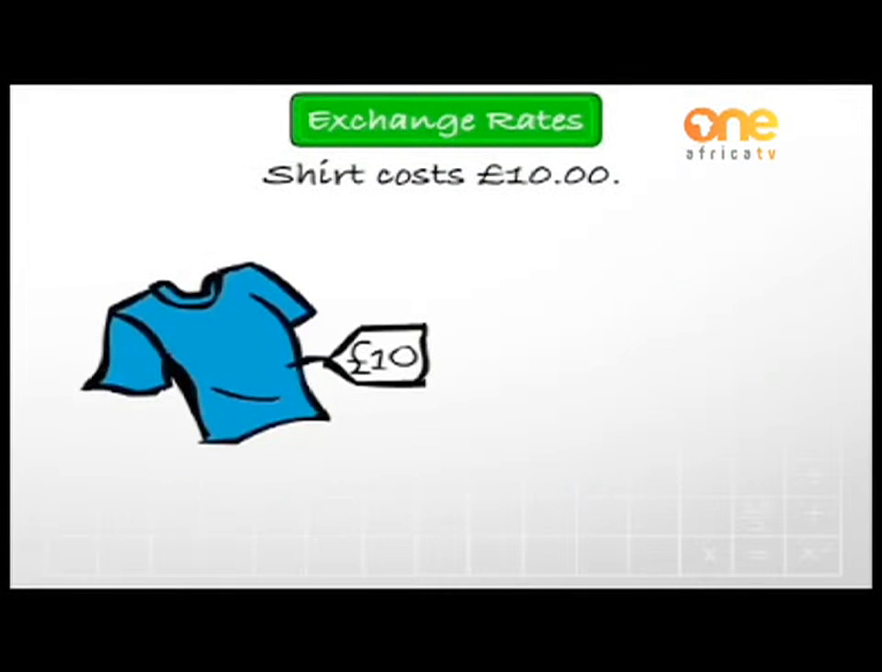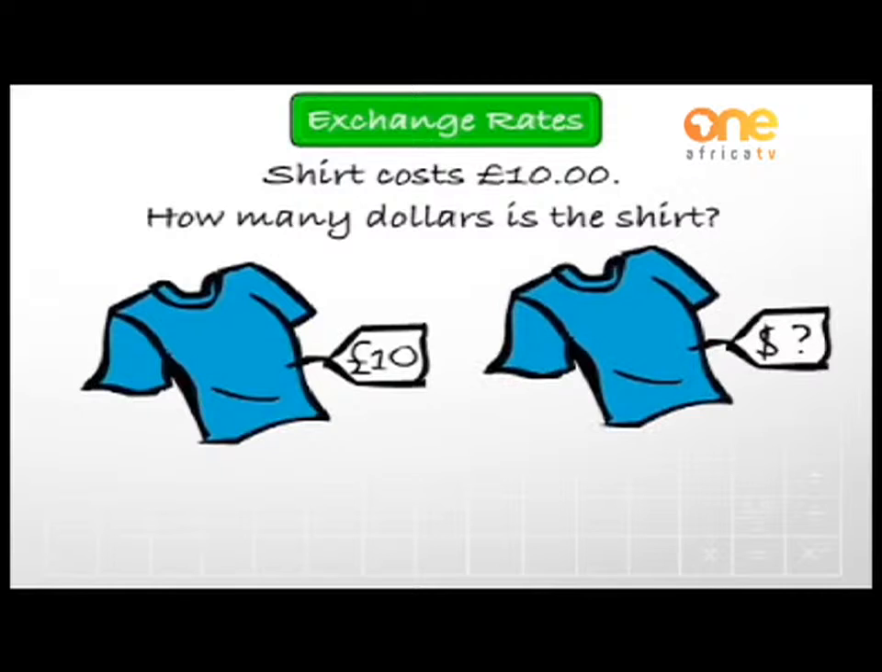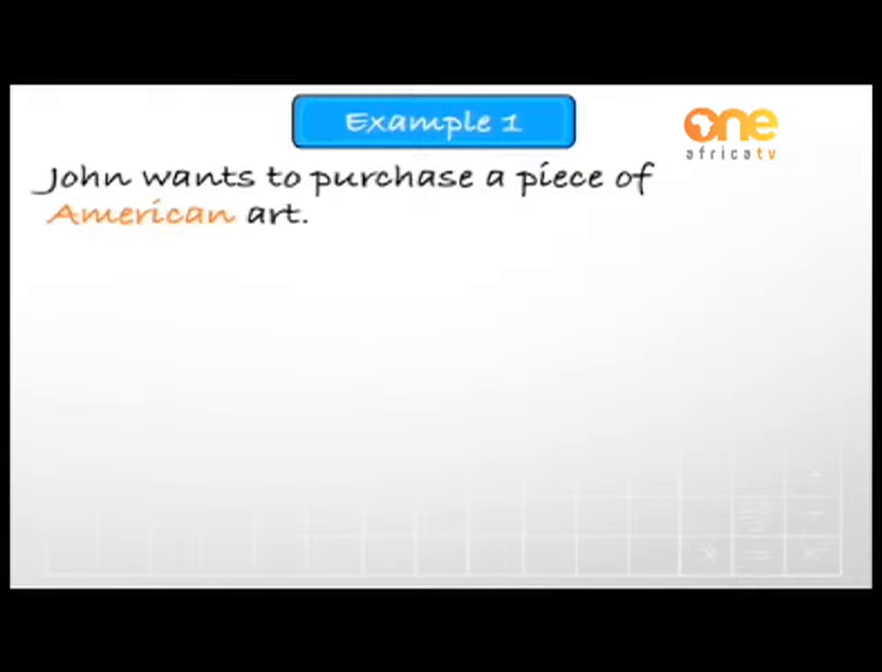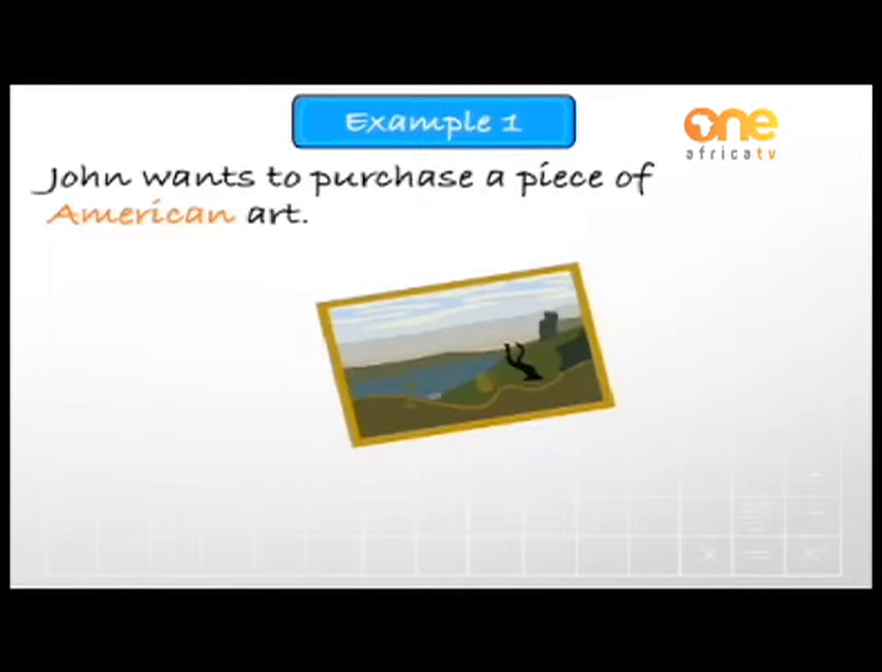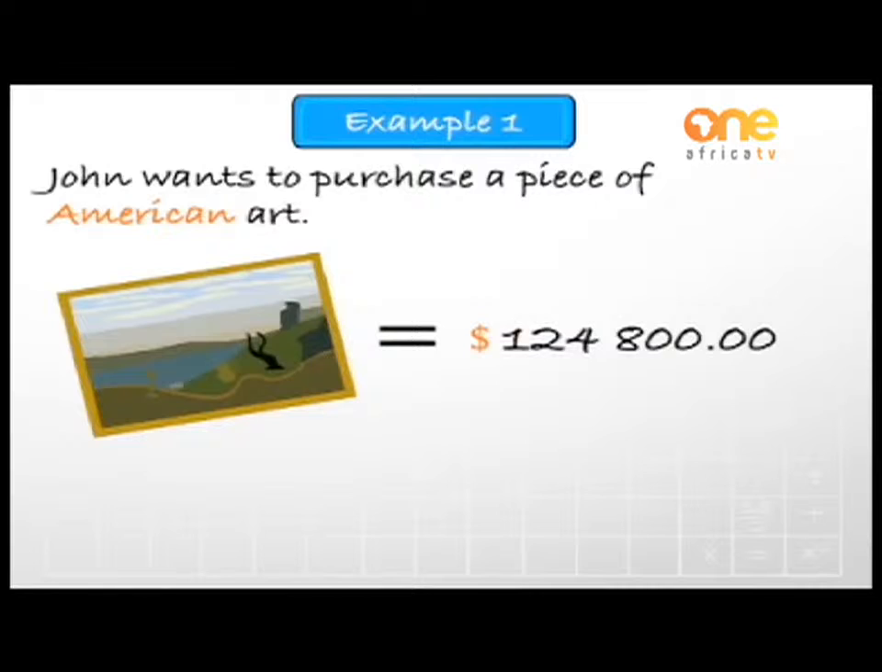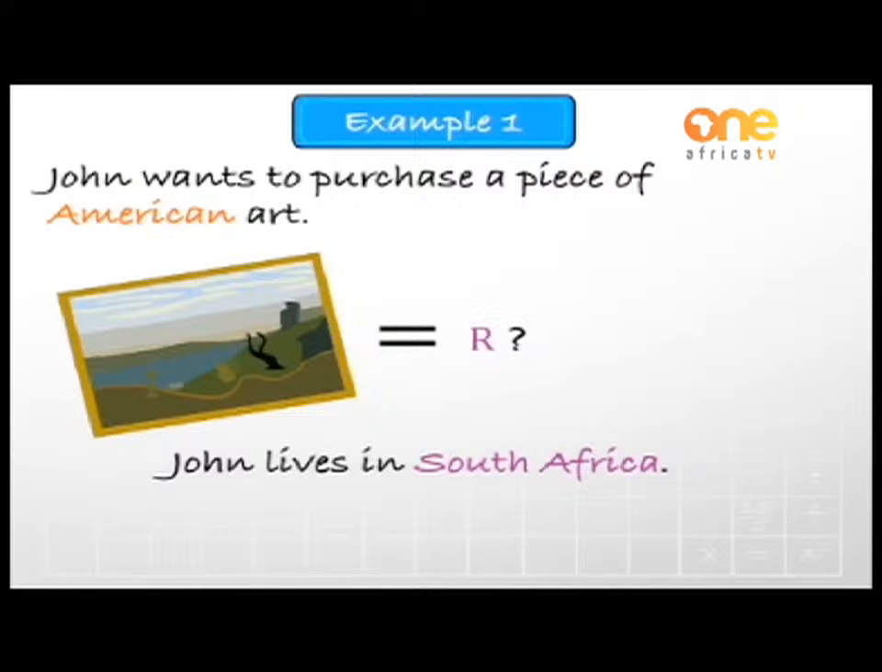Now, we may often ask ourselves, how many rands can we buy with $1 US? Or, if a shirt costs 10 pounds, how many dollars is the shirt? We can answer these questions by using simple ideas from ratio. John wants to purchase a piece of American art. The piece is valued at $124,800 US. If John lives in South Africa, what will the value of the art piece be in South African currency? The exchange rate is as follows.